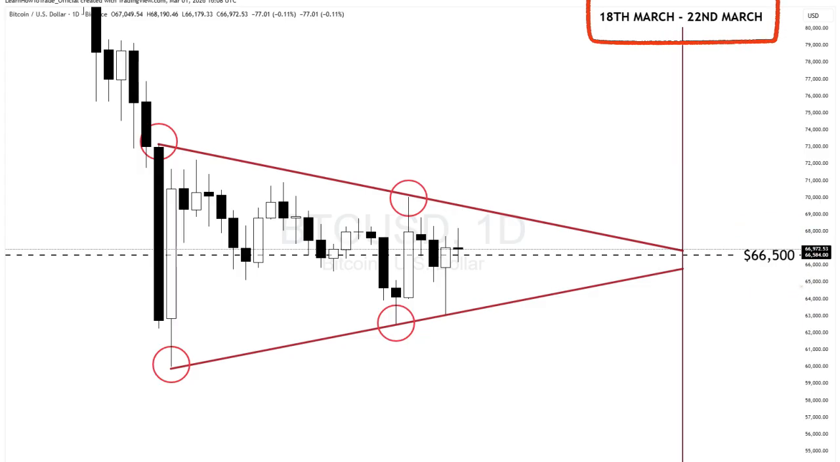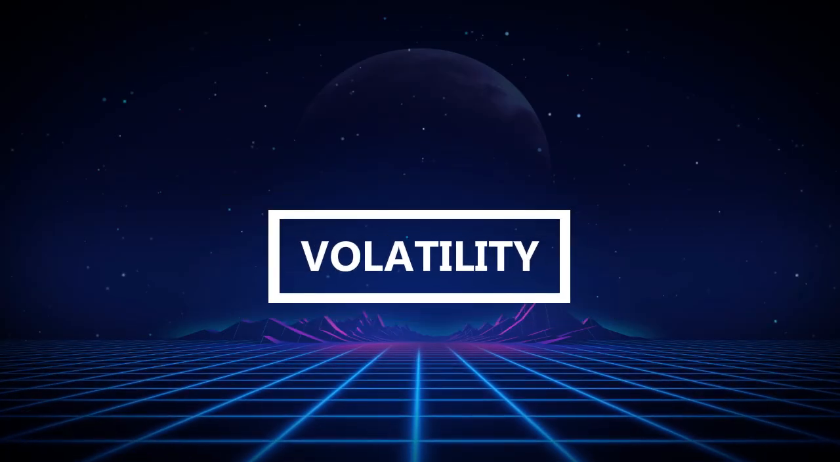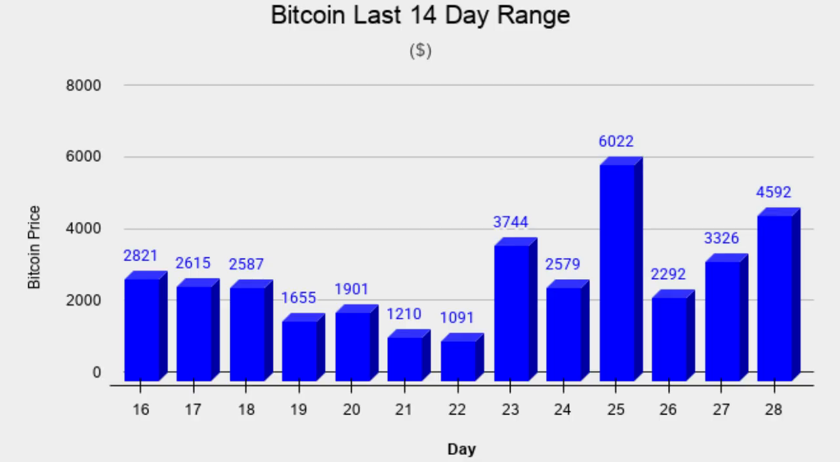Let us turn to Bitcoin volatility for additional context. The daily ranges over the last 3 sessions show a consistent pattern of gradual expansion. The 26th February produced a range of $2,292. The 27th February expanded to $3,326. The 28th February, the monthly close, produced a range of $4,592. 3 consecutive sessions of expanding range. The direction of travel is clear.